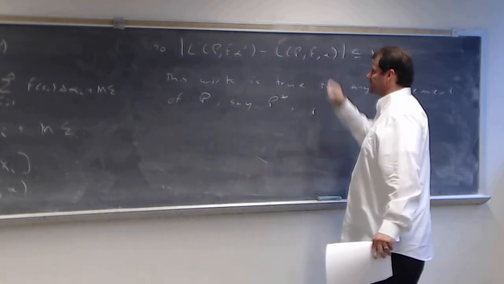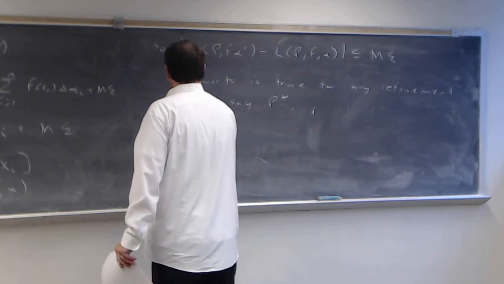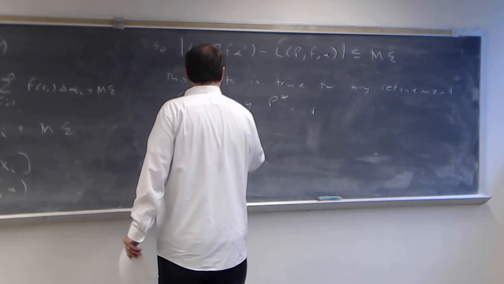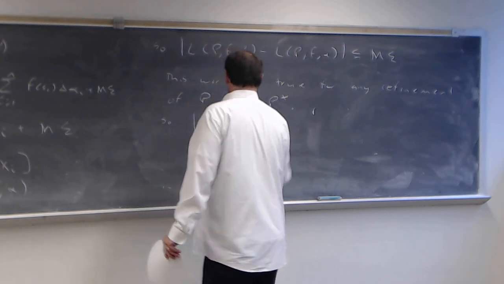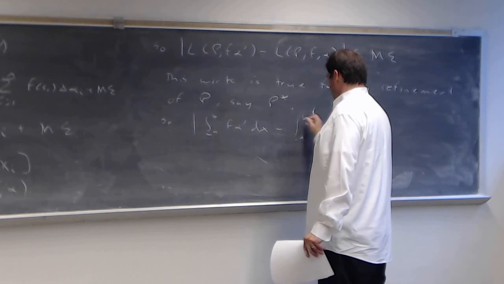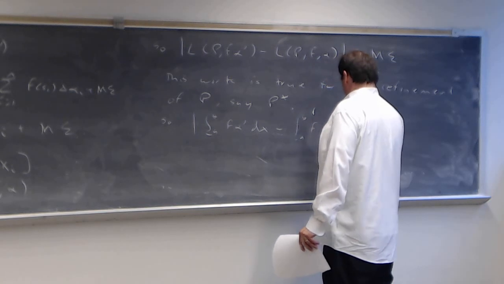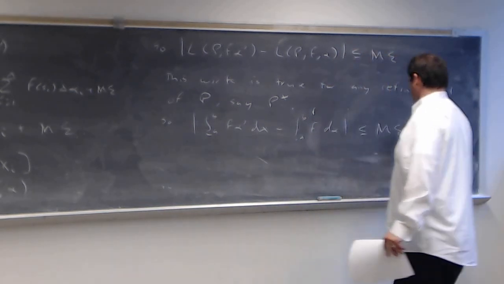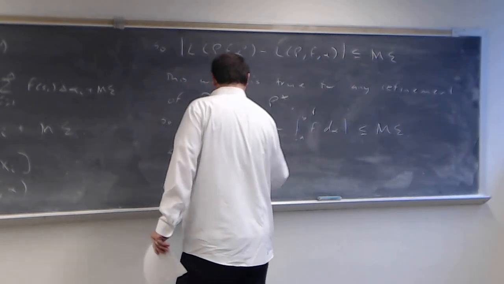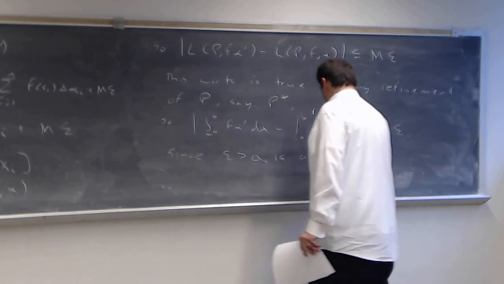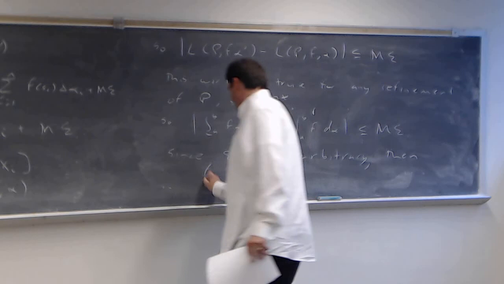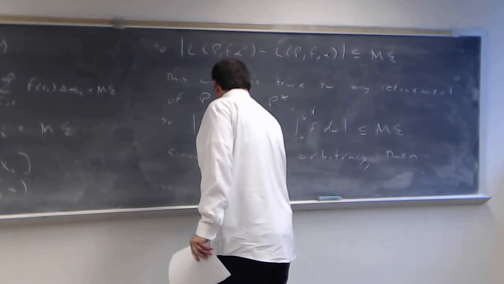And that's enough for us to take this and pass along to get the statement that the lower integral of f alpha prime dx, so that's the Riemann integral, minus the lower integral from a to b of f d alpha has to be less than or equal to M times epsilon. And since epsilon greater than zero is arbitrary, then we get that these two integrals must be the same.